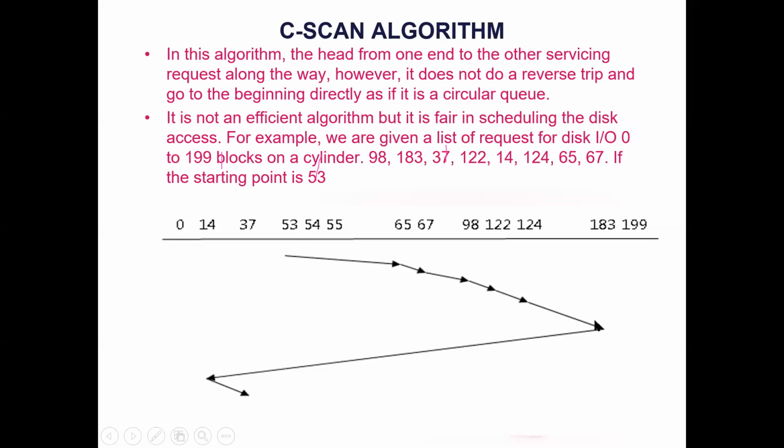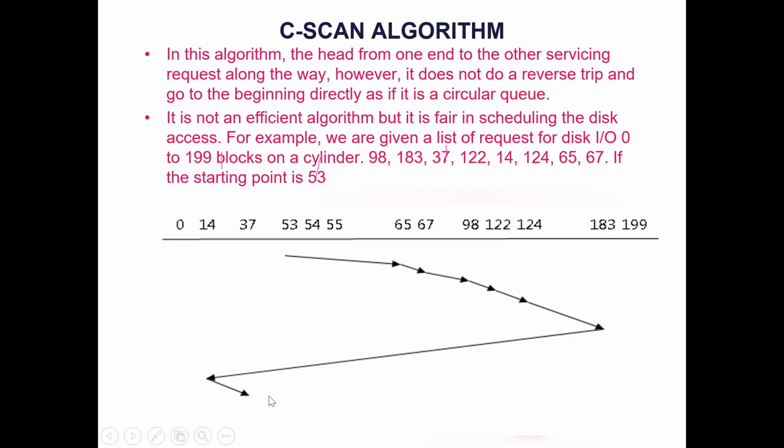It is going to serve in one direction, and after reaching the last point, it will directly move to the beginning of the particular head direction. So the beginning request is 14, it is going to serve, and then 37 it is going to serve. So in between, the trip from 183 to 14, it is not going to serve anything. Once it reaches the starting point, it will serve the other requests.